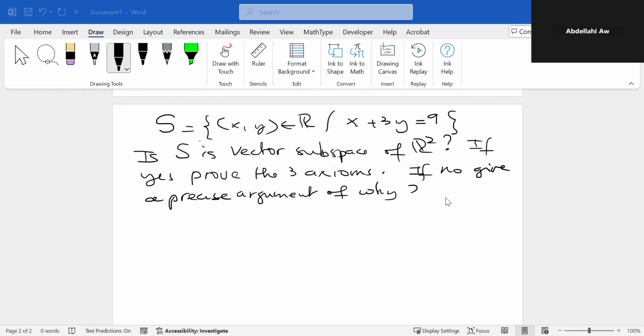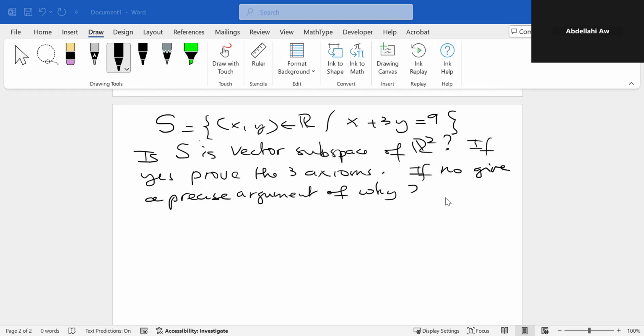Hello again. I'm coming back with another example, another set. This one is a subset of the space R2, and pretty much it is a straight line, right?